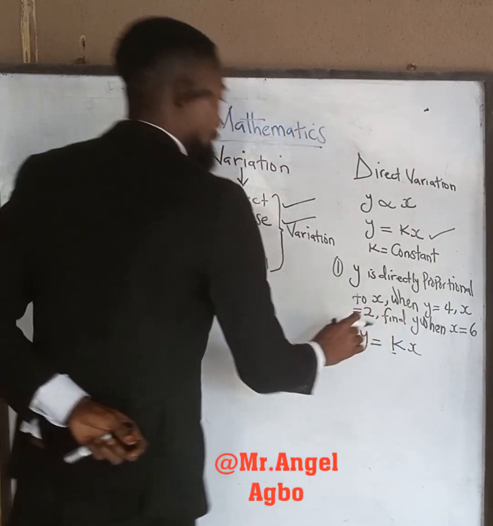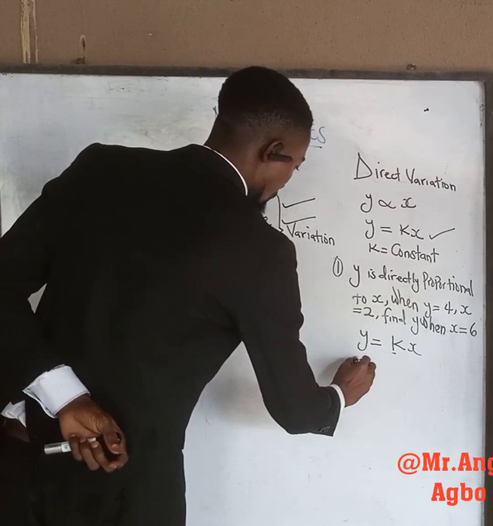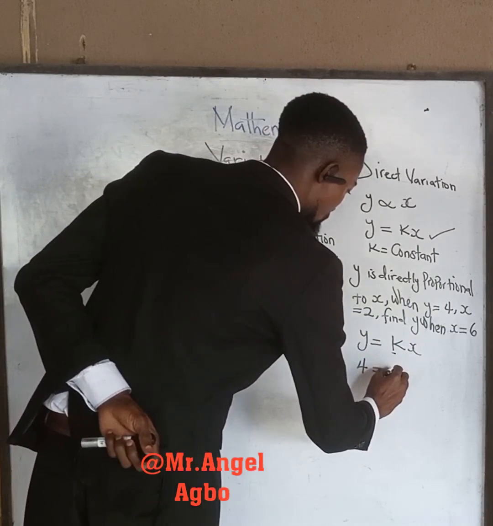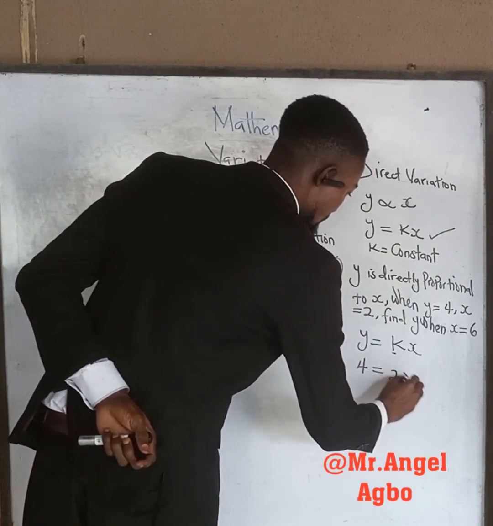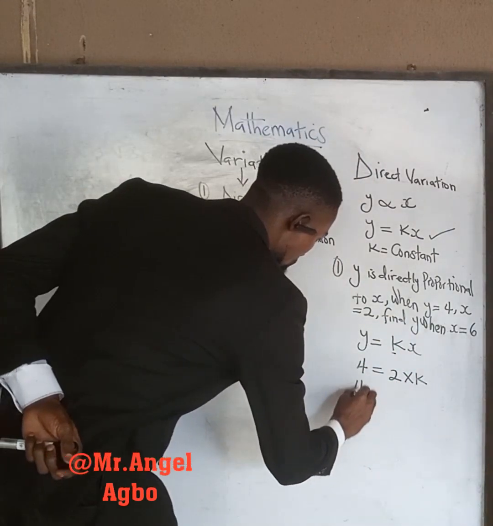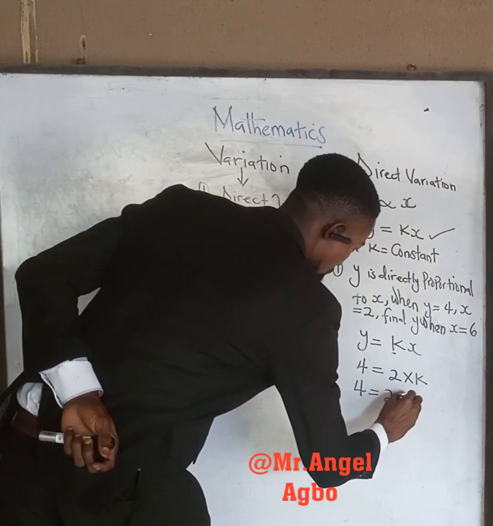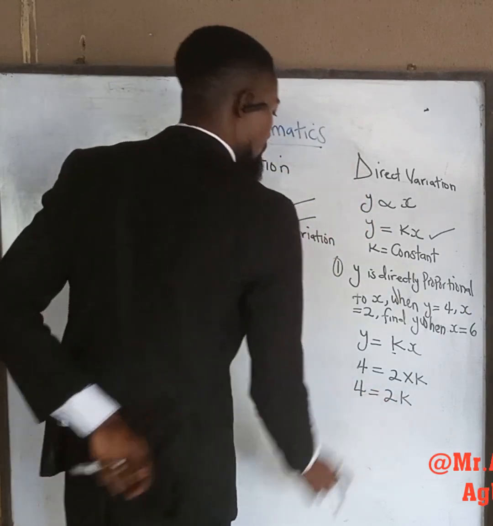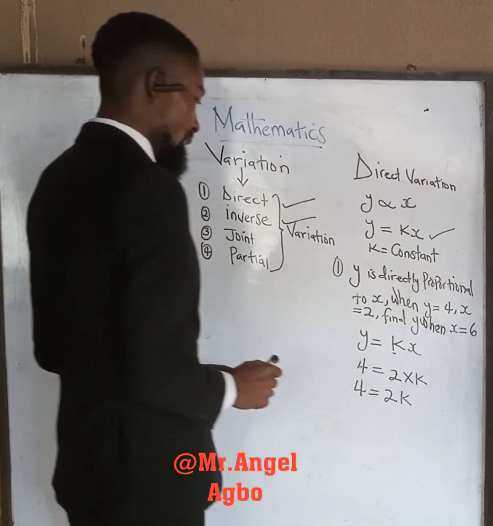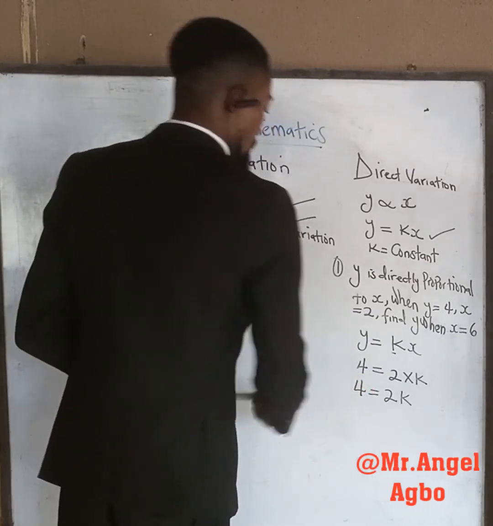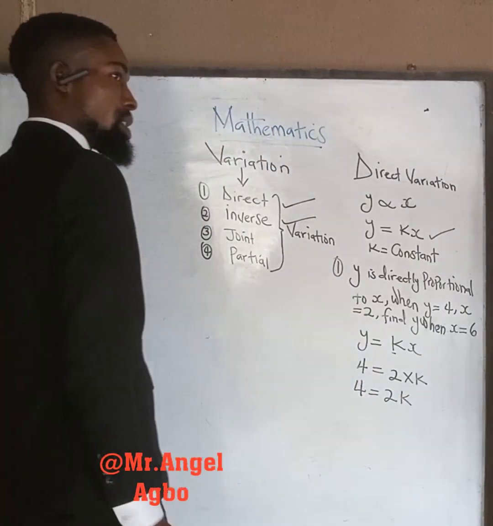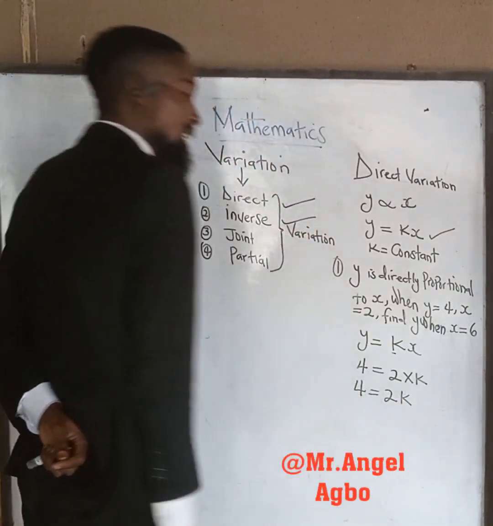Now our y from the first phase is 4. Write our 4 here. Our x is equal to 2. Write our 2 times this k. So we can now say we have 4 equals 2k. Don't forget that this 2k is not 2000, right? k here is just a letter. Now 4 equals 2k. We are going to divide both sides by 2 to make k the subject of the formula.